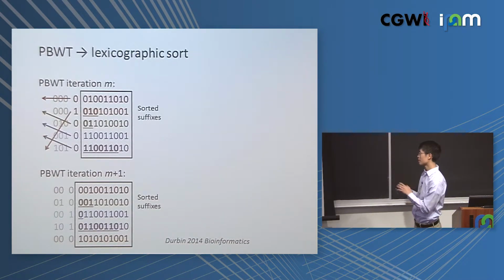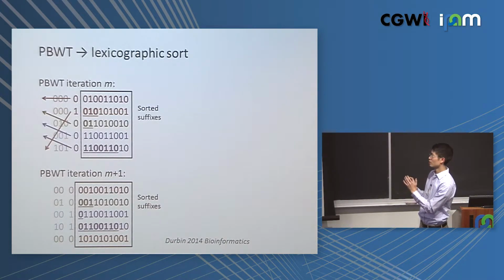And fortunately, the positional Burrows-Wheeler transform, despite its very long name, is actually relatively easy to explain. You could think of it as a way in which you can sort suffixes of a batch of sequences. So in this example, on the top, what I'm showing you is a partial snapshot of what the positional Burrows-Wheeler transform is doing.